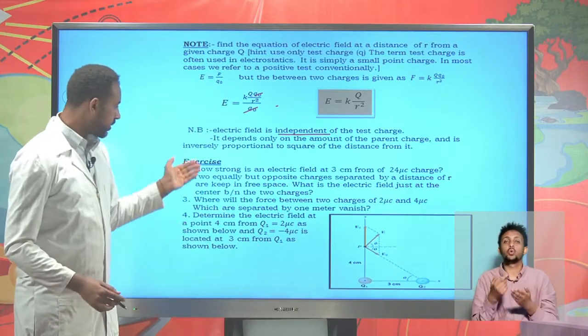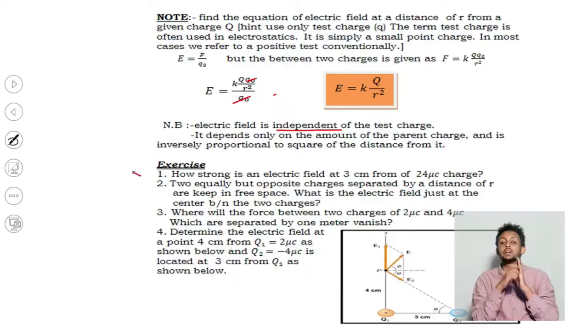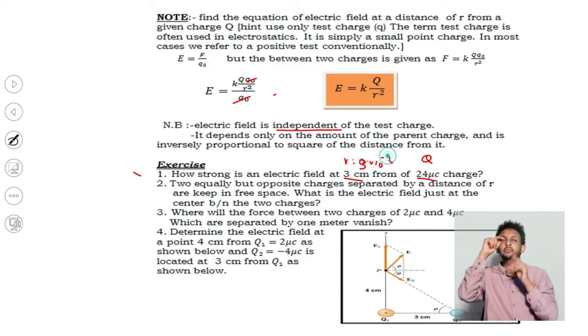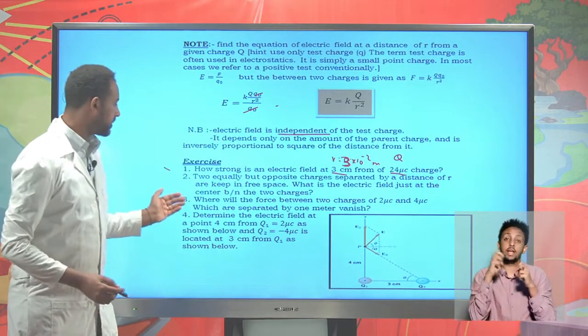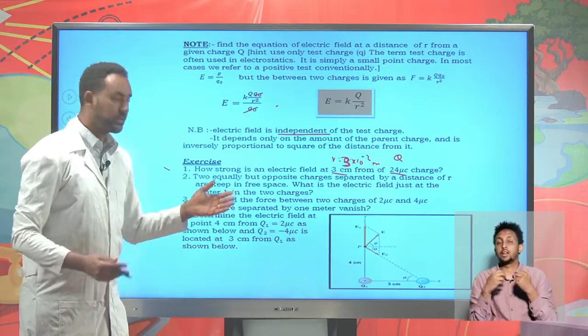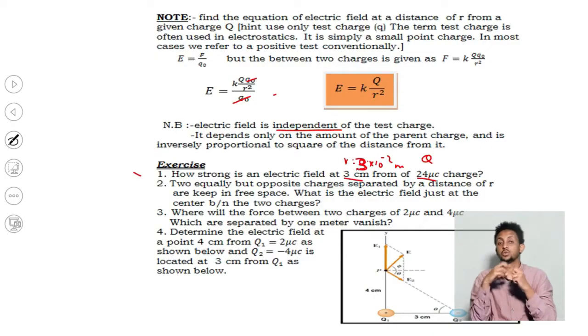So here, students, I want you to try to solve this. For example, how strong is the electric field at 3 centimeter from a 24 microcoulomb charge? So it's possible to use the 24 microcoulomb charge as the main charge. k is already given, and the separation distance is given to be 3 centimeter, so r can be given as 0.03, or 3 times 10 to the power of minus 2 meter. So substituting this, you can find the electric field strength. You can find the electrostatic force between two different charges, electrons and protons, and so on. So I want you to solve this problem.